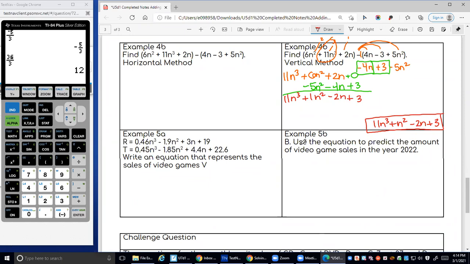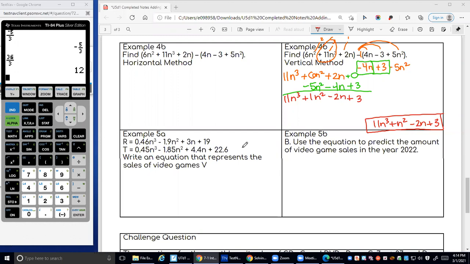So let's take a look at example 5a. Now, there's some information that you need here that's not in the notes. So the first thing that we need to understand is what is R, what is T, what is all this stuff, okay? Let me see if I can find my little thing here. Nope, okay, I'll have to do it off of memory. I think I remember it.